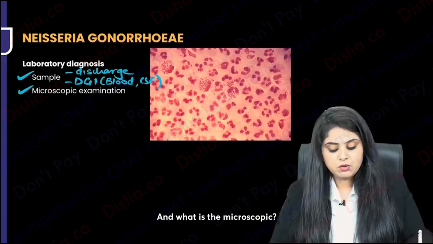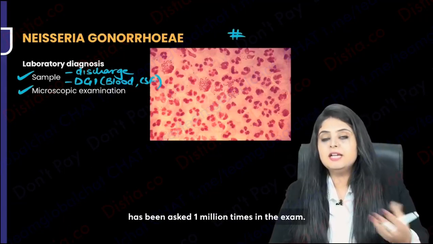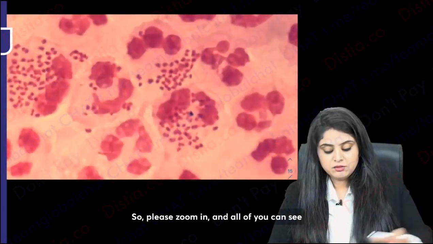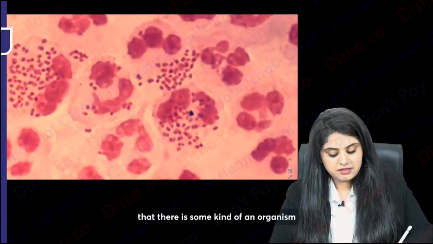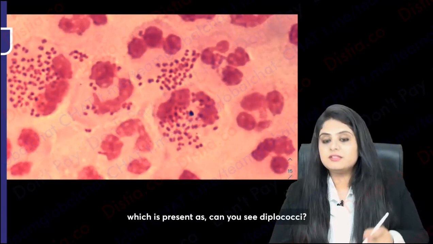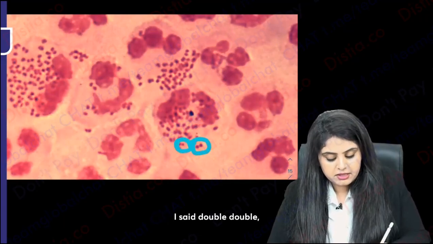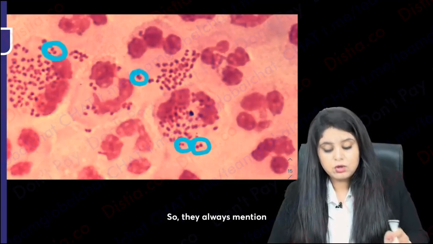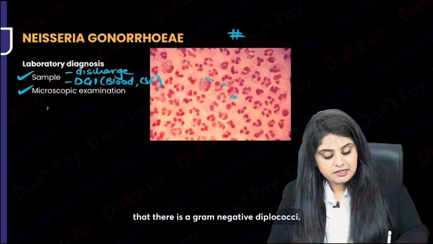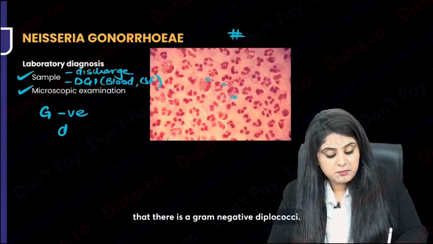And what is the microscopic finding? This same picture has been asked a million times in the exam. So please zoom in, and all of you can see that there is some kind of an organism which is present as, can you see, diplococci. They are always present in pairs. So they always mention that there is a gram-negative diplococci.